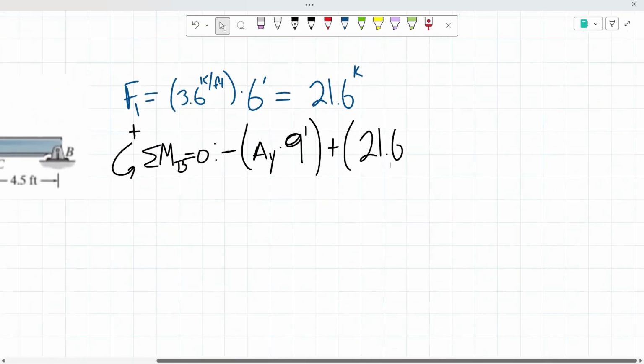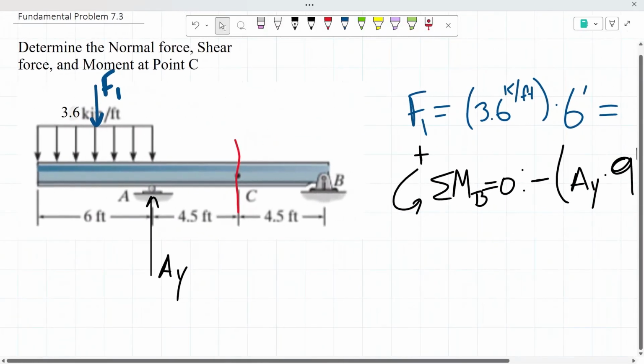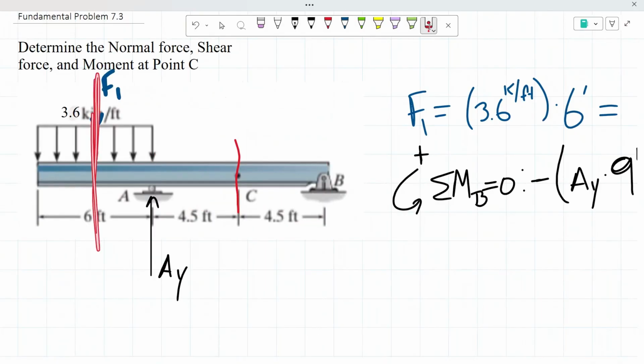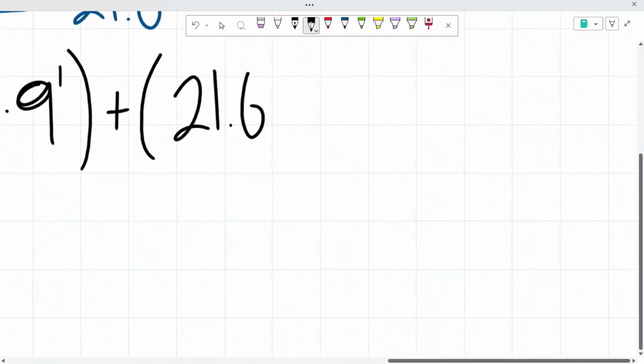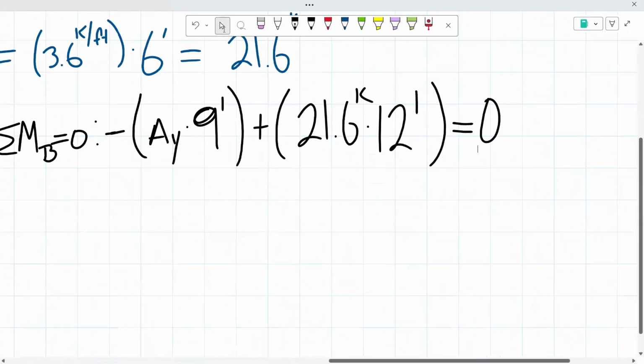And then from there, the span or the distance from our concentrated force to point B, we know that from here to here, there's a span of 9 feet. So 9 feet plus from here to here, we said that our concentrated force is located right at the middle. So the middle of 6 feet is 3 feet. So we have 3 feet here to here plus the 9 feet, which gives us a total of 12 feet. And we know that all of that has to equal 0.